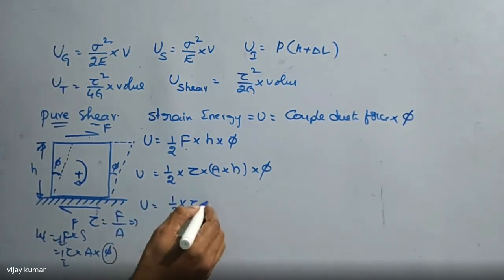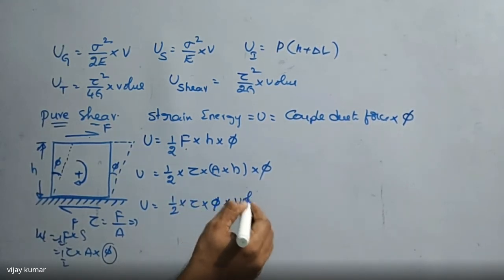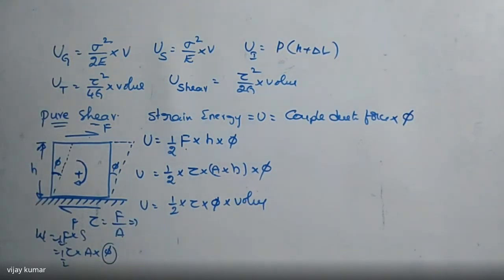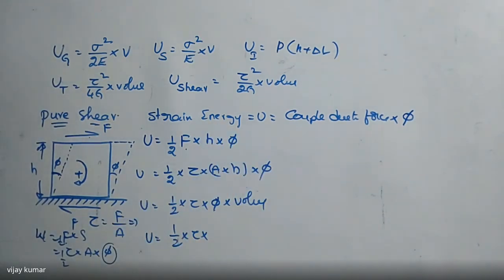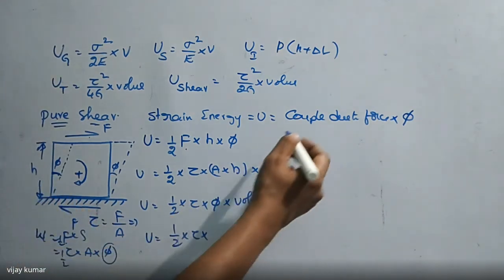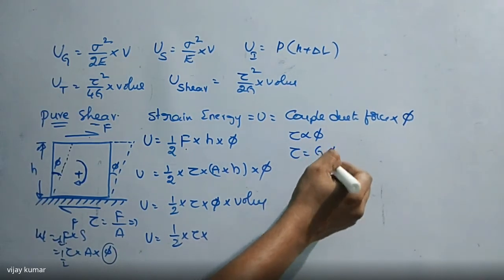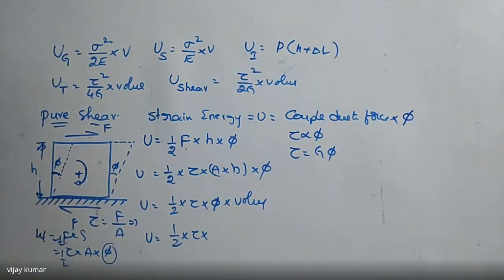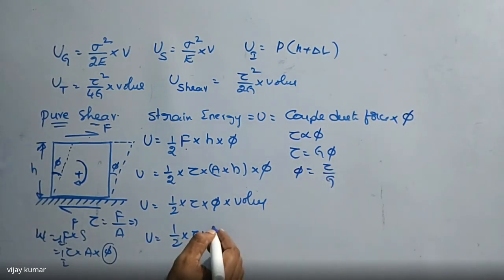So strain energy is equal to how much? Half into stress into, this one is nothing but volume, so phi into volume. We can write directly like this also: strain energy is equal to half into stress into shear strain. We know that according to Hooke's law, when the component is subject to pure shear, shear stress is directly proportional to shear strain. If we remove the proportionality, we can put a constant, that constant is nothing but G. So what is phi value? Phi value is equal to tau by G. Then I am writing here tau by G into volume.